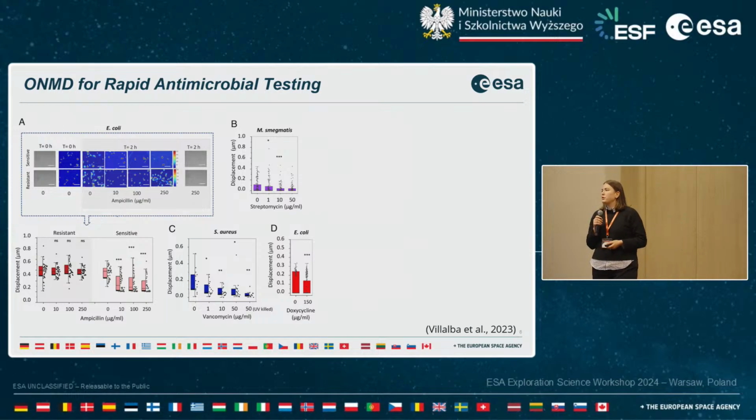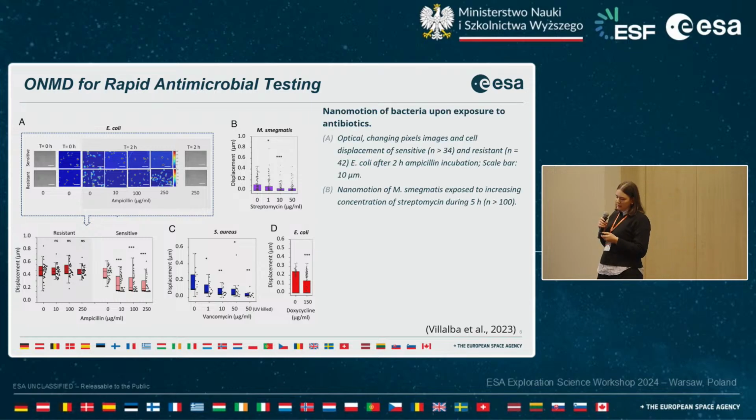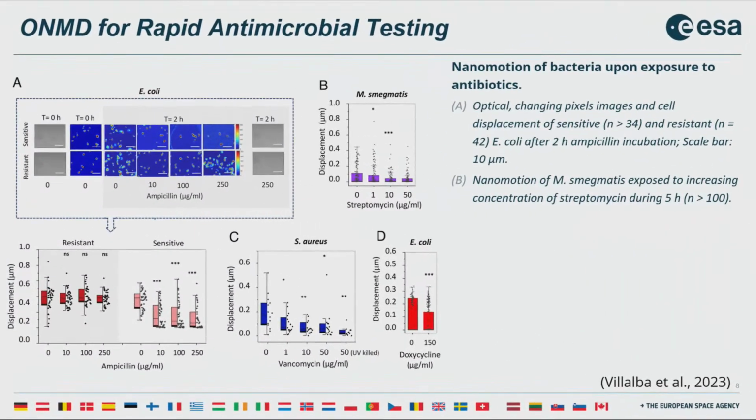Here are some nanomotion of different bacteria. For this experiment, we incubated E. coli cells with different concentrations of ampicillin for 2 hours. So here we have the control, 0, so with 0 ampicillin at time 0, 0 micrograms per ml of ampicillin at time 2 hours. And we can see that there is a lot more going on, a lot more of the pixels changing. Then we have 10 micrograms, 100, and 250.